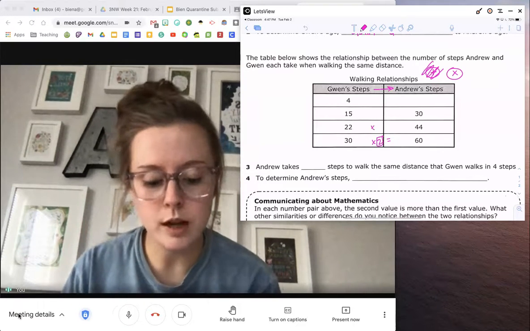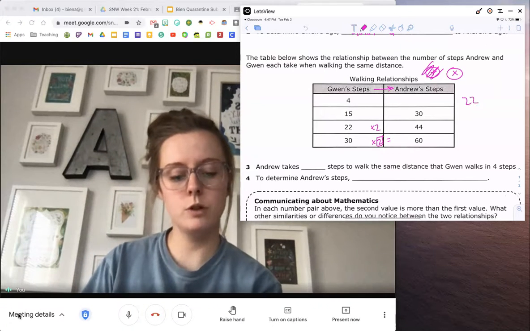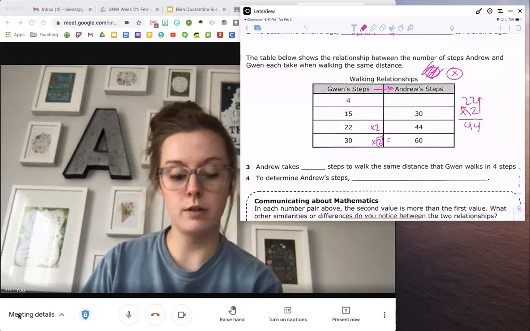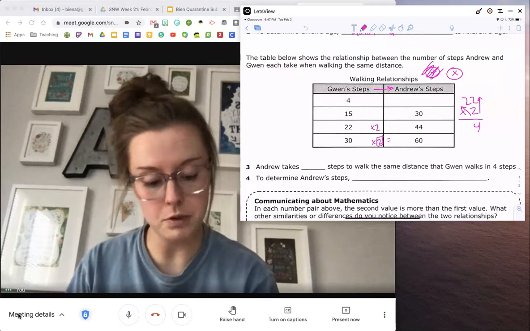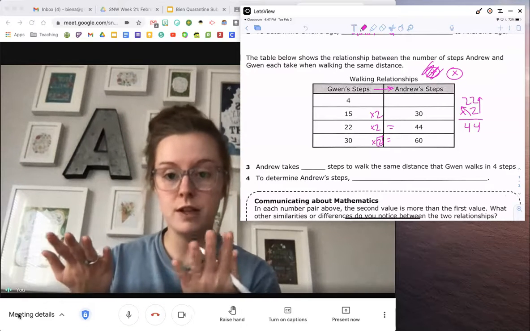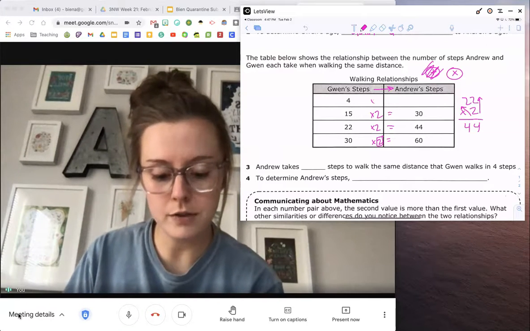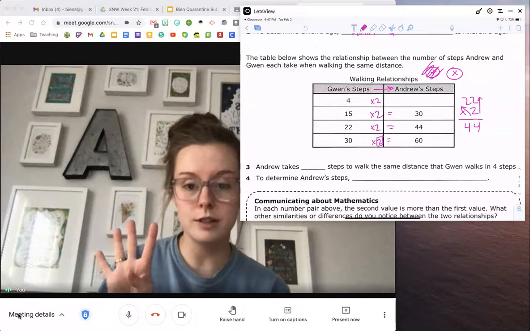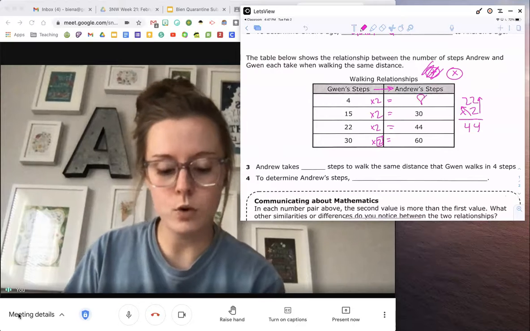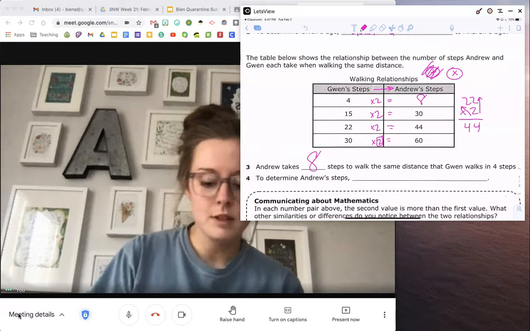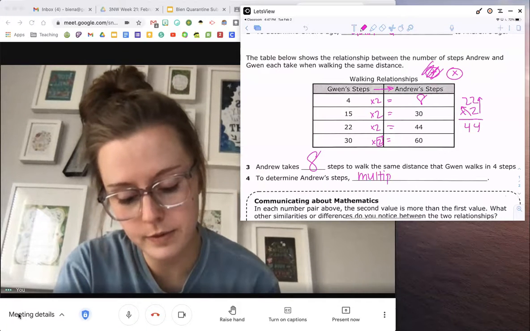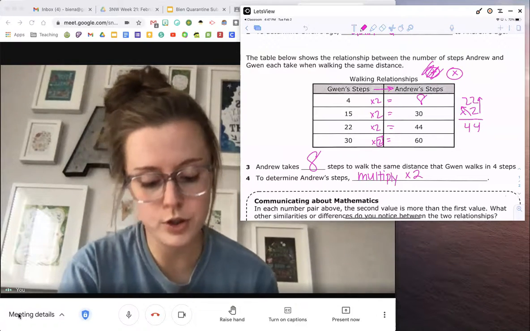Let's try 22 times 2. Okay, what's 22 times 2? 44. Okay, so that's right, and sloppy, but right. Okay, let's try 15 times 2. What's 15 plus 15? It's 30, so we have to multiply by 2. So if Gwen took 4 steps, how many would Andrew take? 8, because 4 times 2 is 8. So to determine Andrew's steps, we had to multiply times 2.